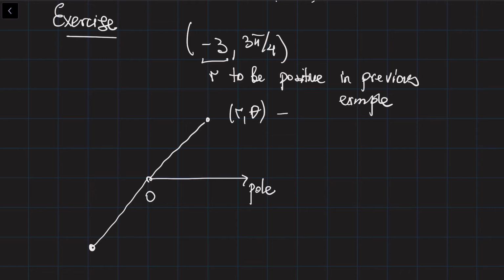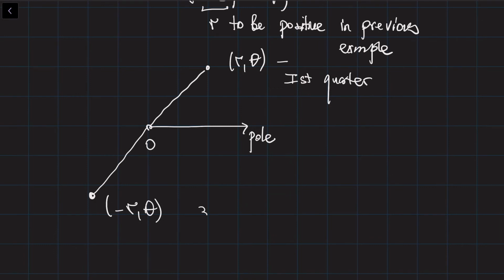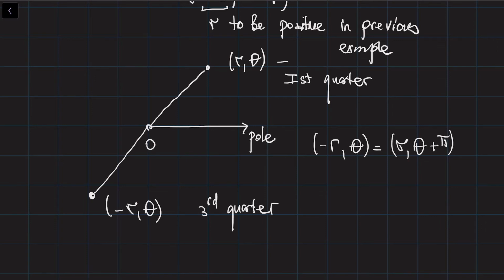So if this point r and theta is in the first quarter, this point with the coordinates minus r and theta is going to be in the third quarter. So please note that this point with the coordinates minus r and theta is going to be equivalent to the r and theta plus pi, right? Because this angle is equivalent to the pi, and this angle actually is theta, and the minus r and theta is equivalent to the r and theta plus pi.